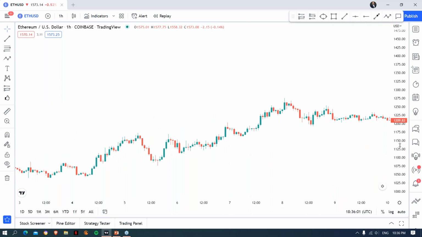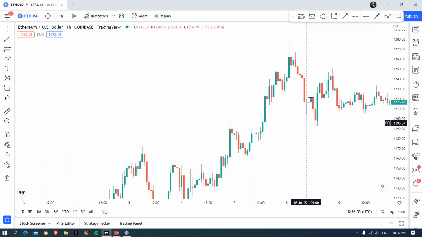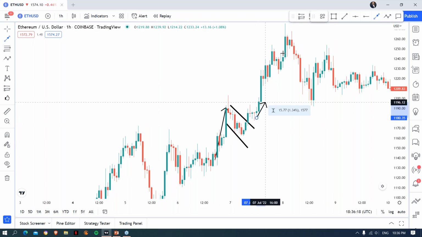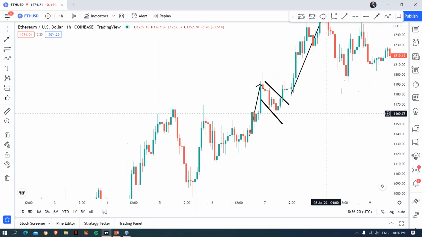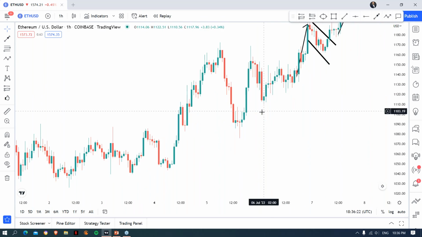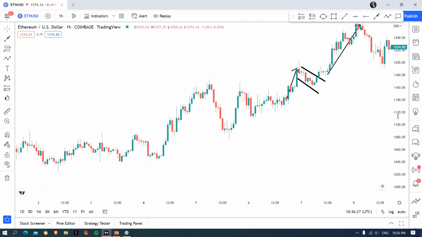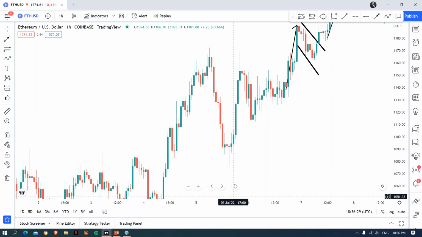So this is the wedge here. It's a small wedge though, it's not a big wedge. But if you notice the movement from here to here, this is a falling wedge. A falling wedge in an uptrend. Notice how the market broke out and went back up again. This is also a falling wedge if you look at it at this angle.